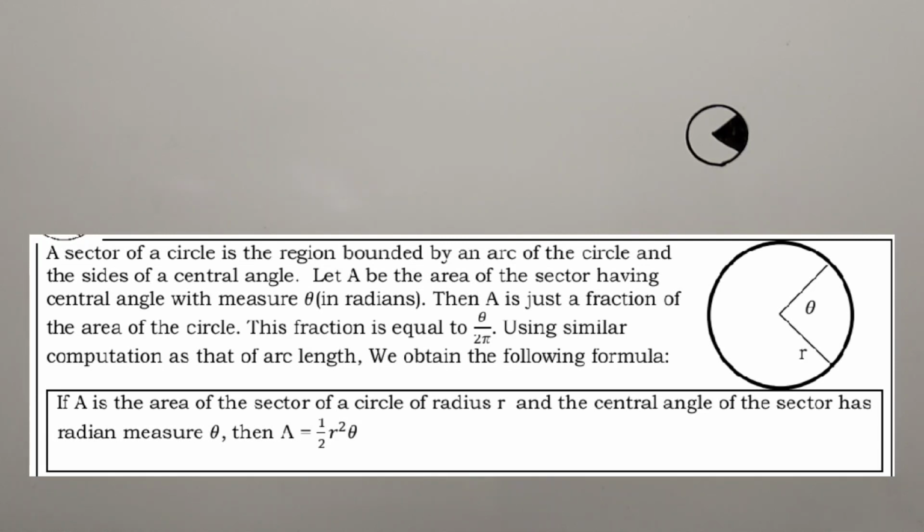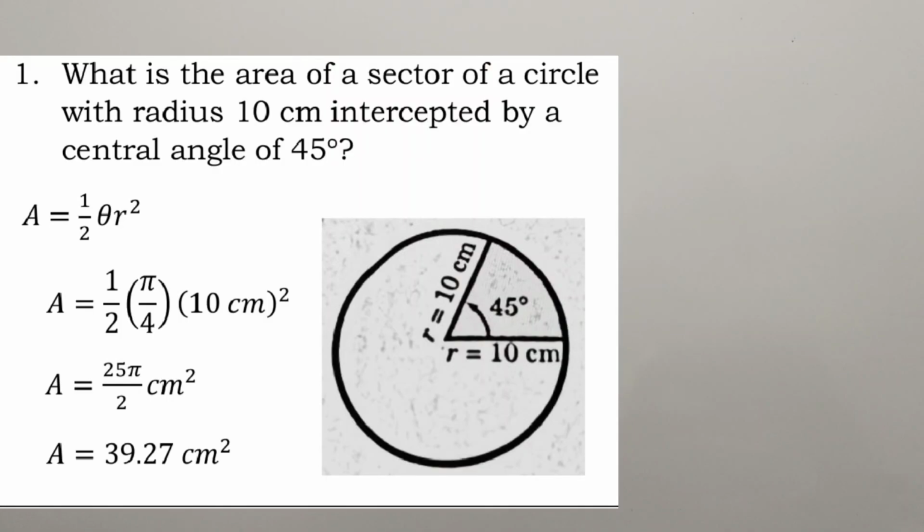In that illustration, the shaded region is what we call the sector. So we will be getting the area of this sector given by a radius as well as the central angle. Take note of the formula of the area of the sector: that is 1/2 times theta in radian measure times r squared.